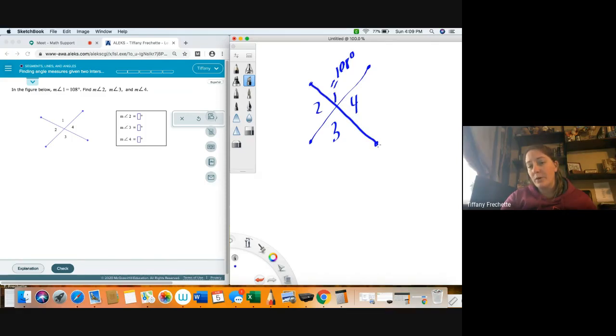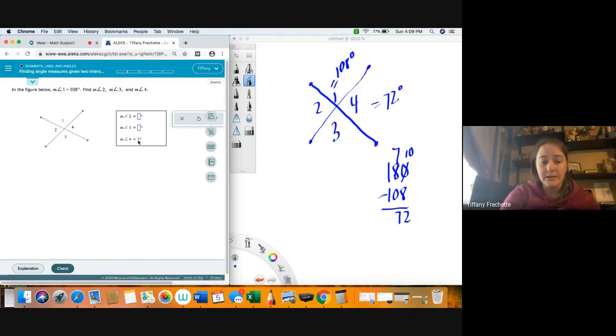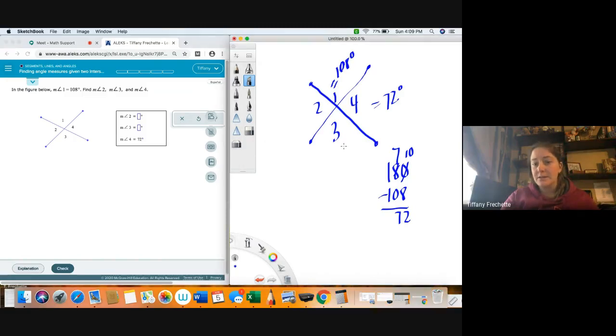So 1 and 4. If I want to figure out 4, I know they have to add up to 180 degrees, and I'm going to subtract what I already have. So I'm going to borrow, and I'm going to end up with 72 degrees for angle 4. And I'm going to go ahead and type that in right now, 72 degrees. Okay, so let's go to angle 3.